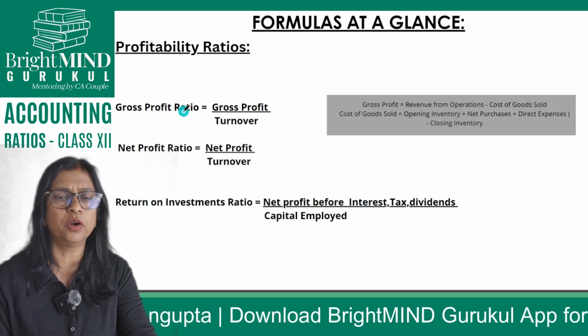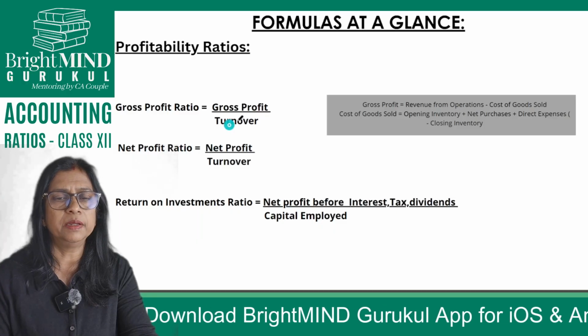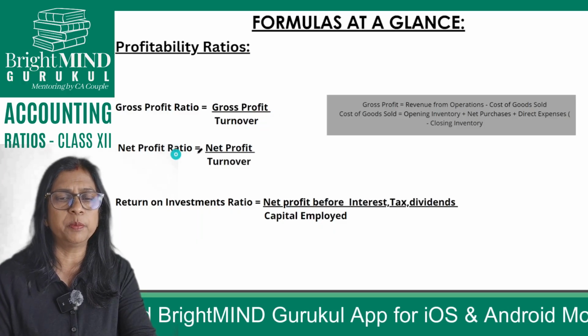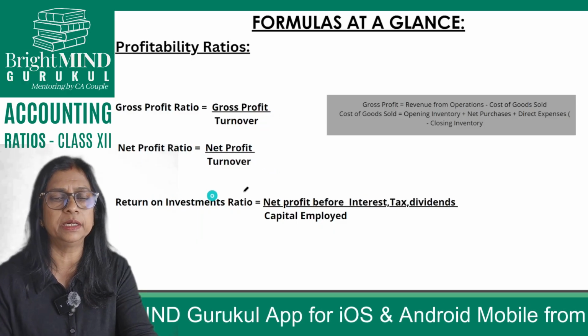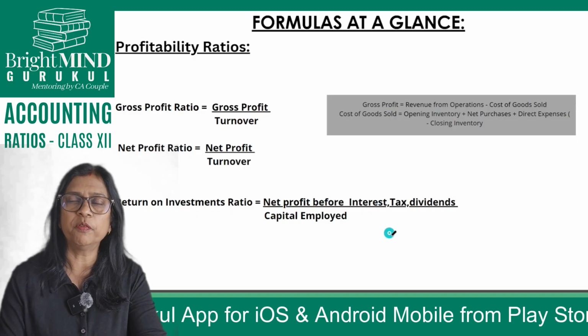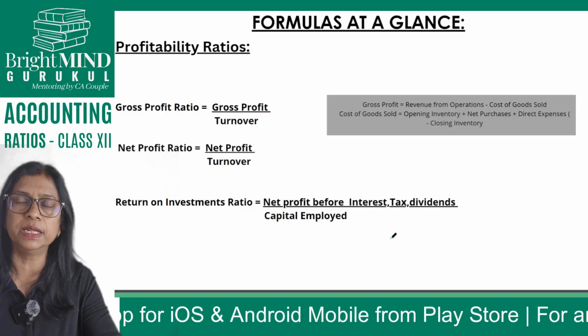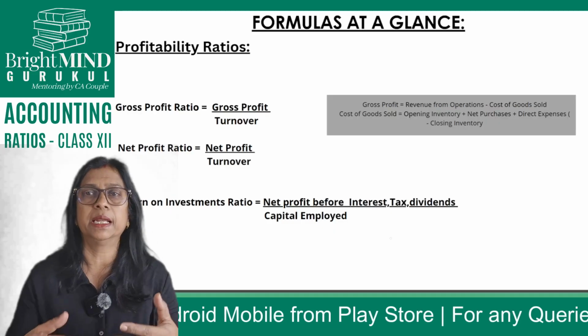Profitability ratios are gross profit divided by turnover, net profit divided by turnover, and return on investment, which is net profit before interest, tax and dividends divided by the capital employed.